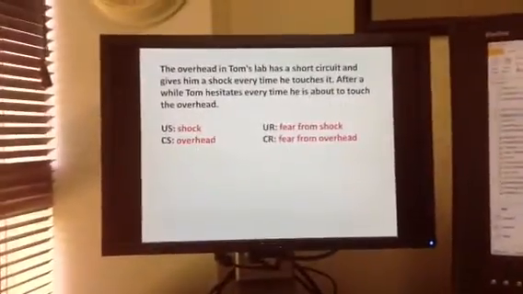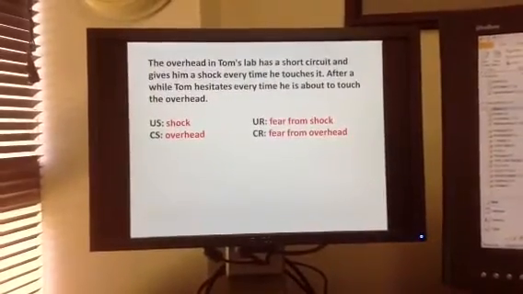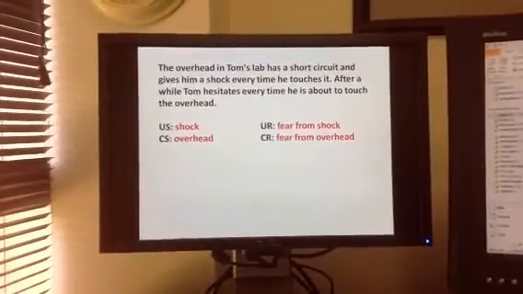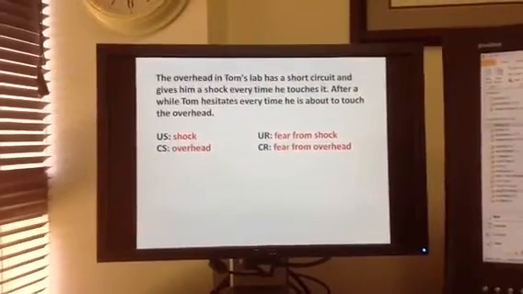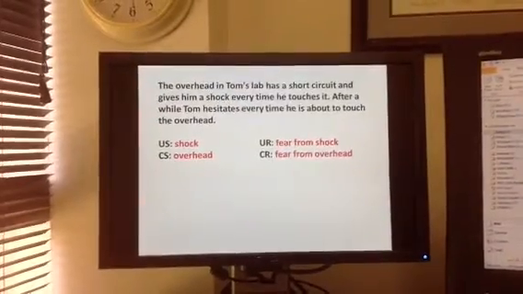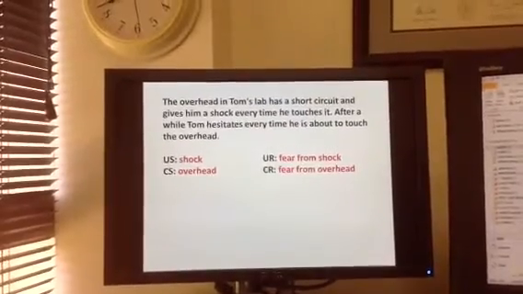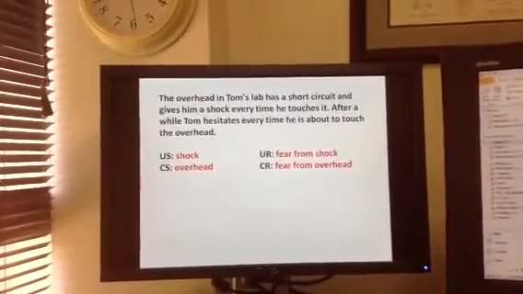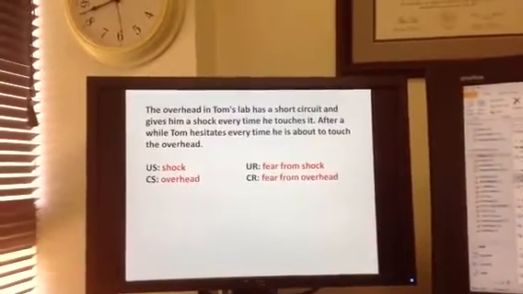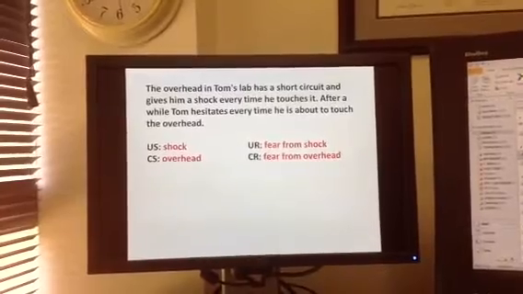The unconditioned stimulus is shock. The unconditioned response is fear from shock. So what happened here is Tom got a shock from his overhead, and it caused him to be fearful. And the reason he became afraid was because that shock hurt him. So the unconditioned response could even involve pain as well, but it caused him to be scared of being shocked.